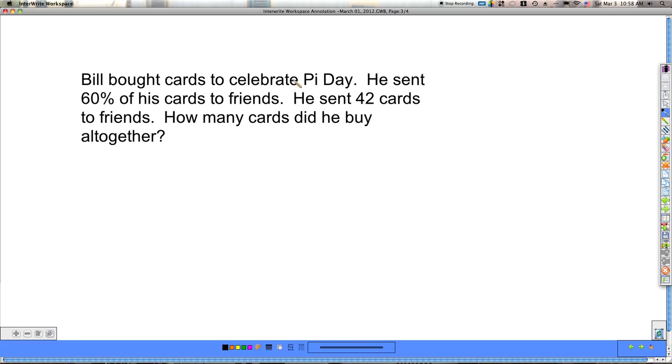All right, Bill bought cards to celebrate Pi Day. He sent 60% of his cards to friends. He sent 42 cards to friends. How many cards did he buy altogether? So what's going on in this problem? Bill's buying some cards. He's sending some of them to his friends. So again, I noticed 60%. That's going to allow me to draw a bar model with 10 units. So we'll draw that.